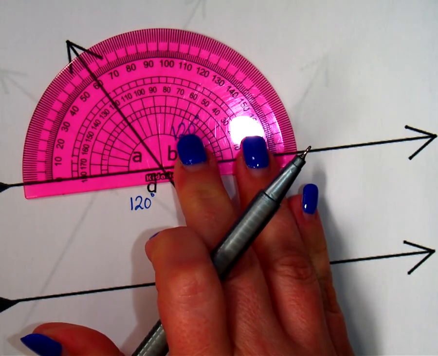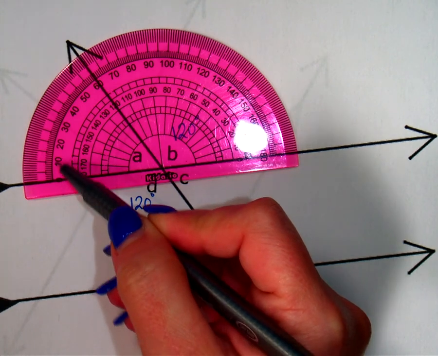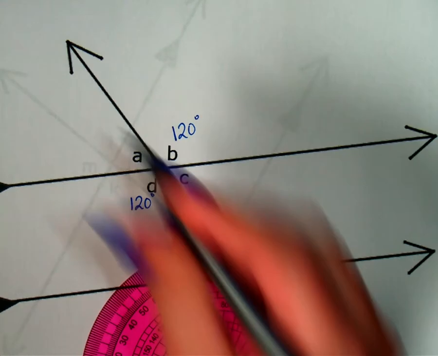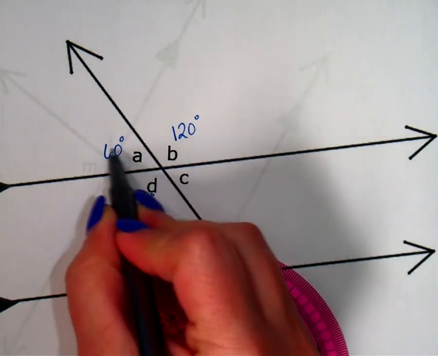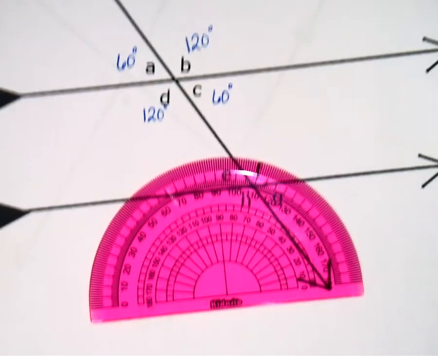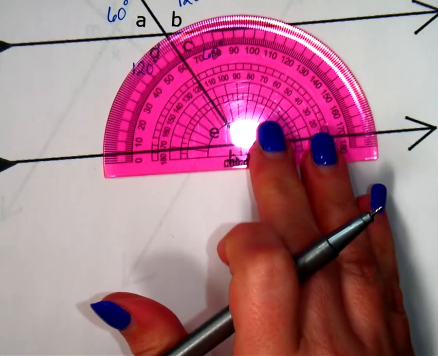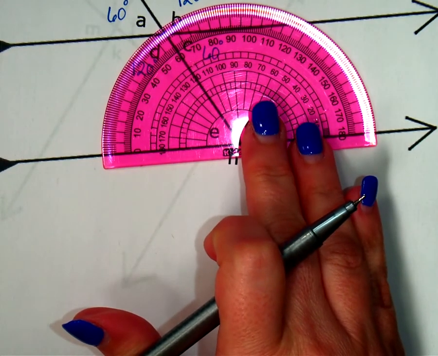All right, and then the other side, my 0 is on the outside, so I'm using the outside set of numbers, and I go to 60, so 60 degrees on this side. These two do add up to 180, so we're good. My vertical angle is 60 degrees. Okay, let's do the other intersection, because I have three lines, so that means 2 intersections, 8 angles.